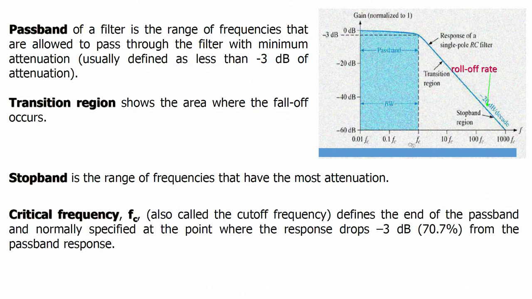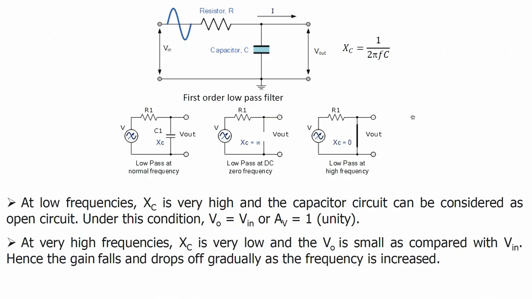Finally, there is a critical frequency Fc, also called cutoff frequency, as I have just described in the last slide. It defines the end of the pass band and is normally specified at the point where the response drops to minus 3 dB, or 70.7%, from the pass band response. So, that is your critical frequency Fc.